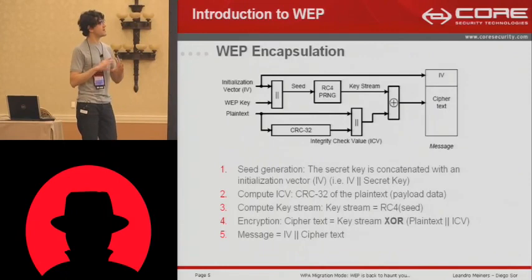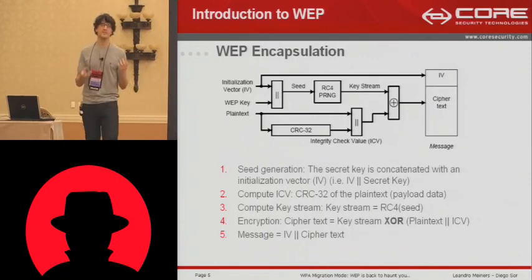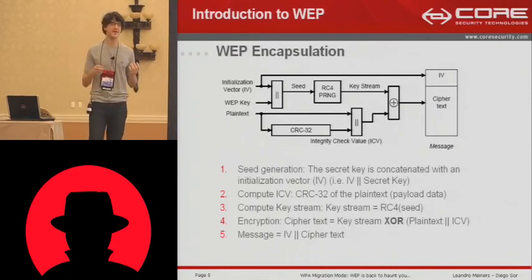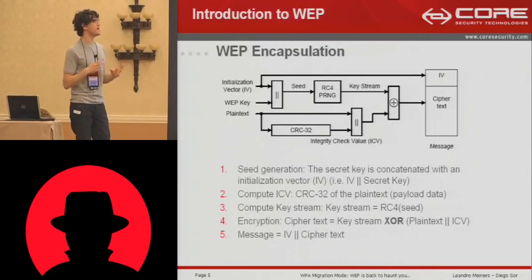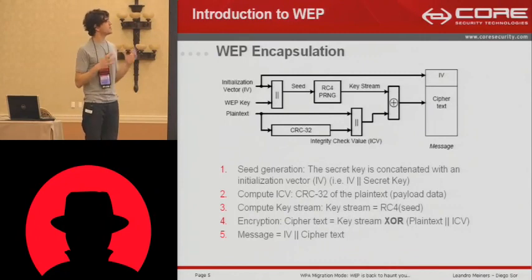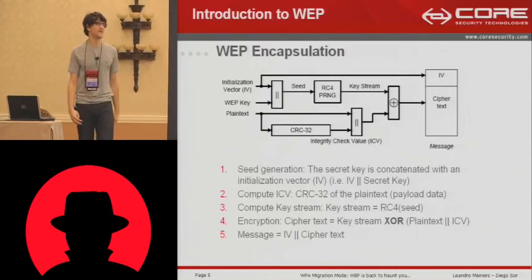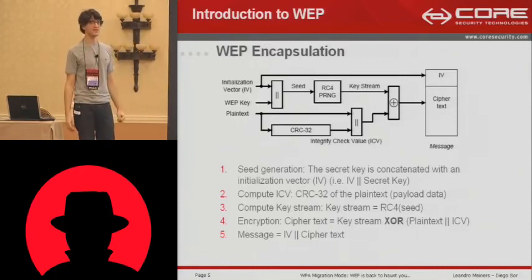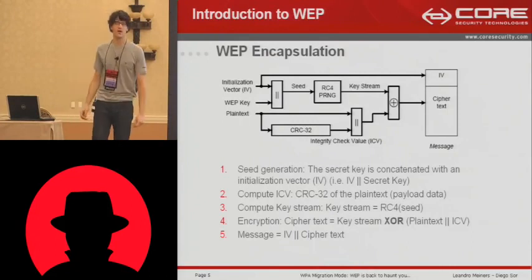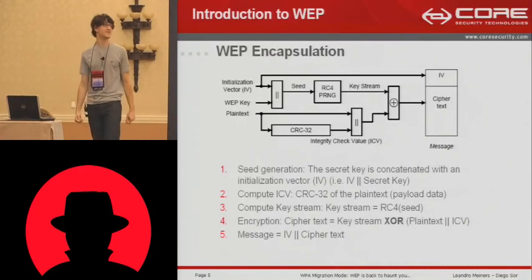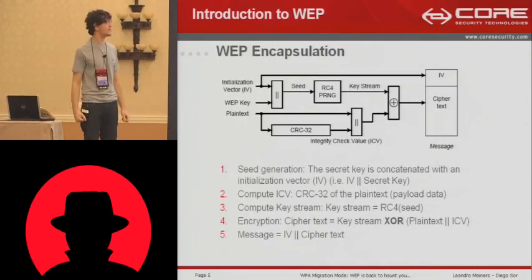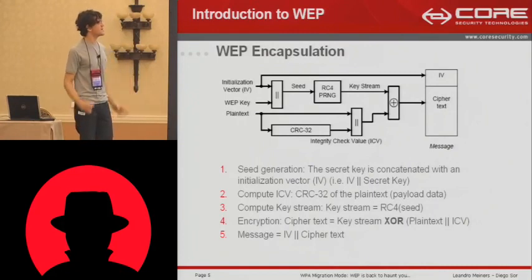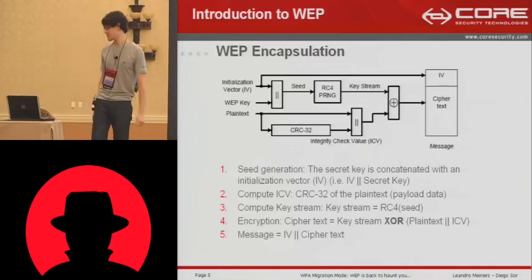So basically, we have the key stream, we have the plain text message concatenated with the ICV, and we exclusive OR those things to obtain the ciphertext. Then we prepend the initialization vector. This is in order for the receiver to know the initialization vector that is used to decrypt the packet. So this is the basic diagram of the WEP encapsulation.